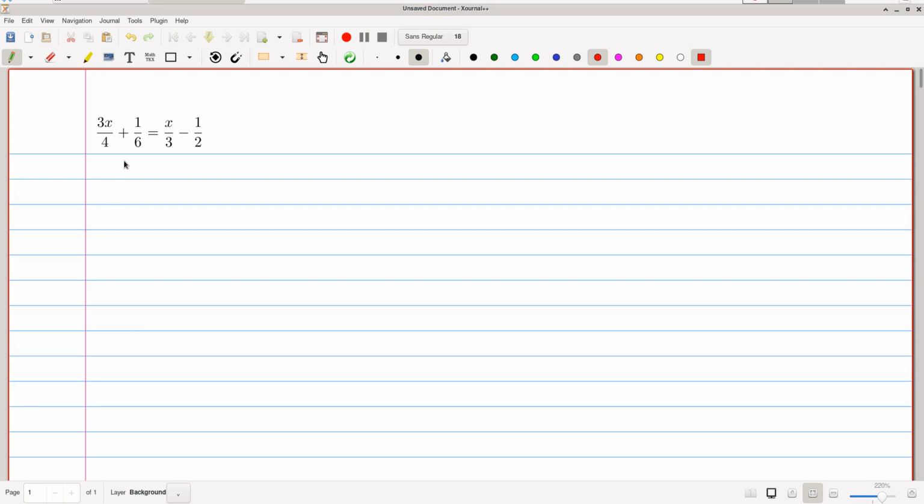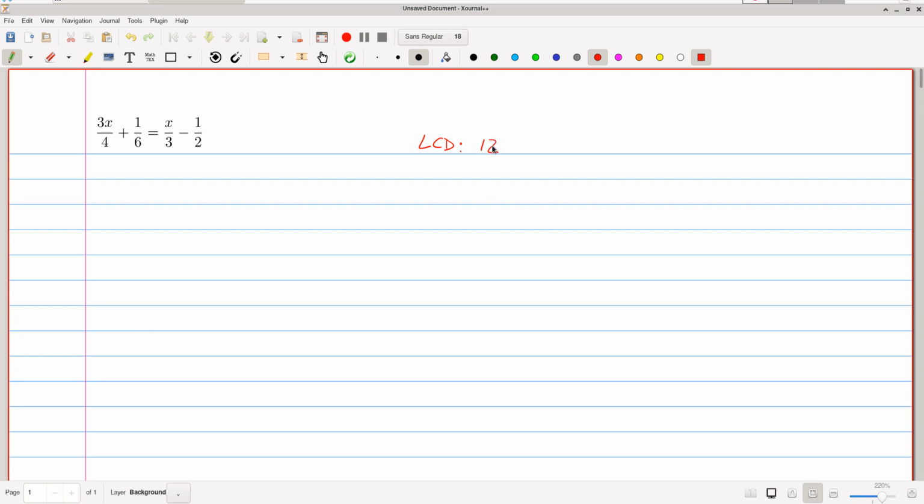3x over 4 plus 1/6 equals x over 3 minus 1/2. The first thing we want to do is get rid of all the fractions. We can do that by multiplying by the common denominator. So a common denominator in this case maybe would be 12.